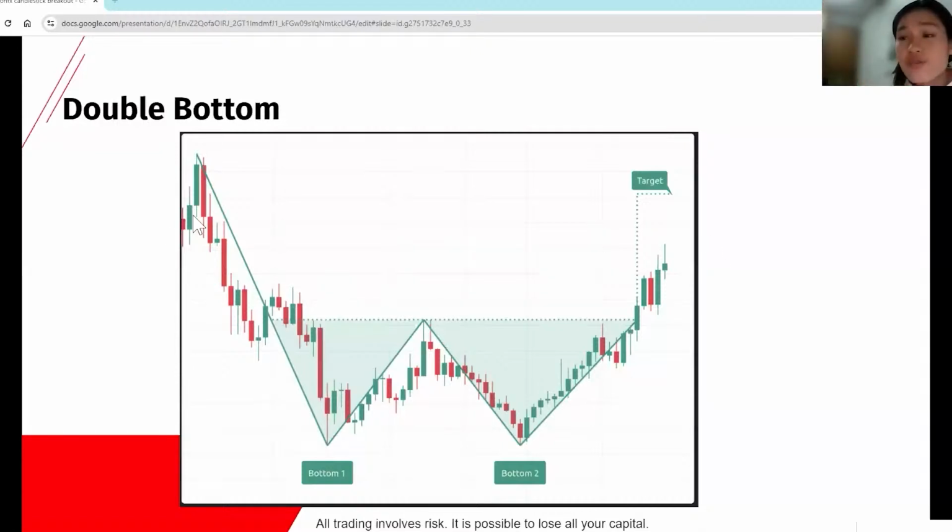So basically, how you find this formation, we're just going through how to spot the formations and where you should place your target or your take profit levels after you've been able to spot them. That's basically all this webinar is.